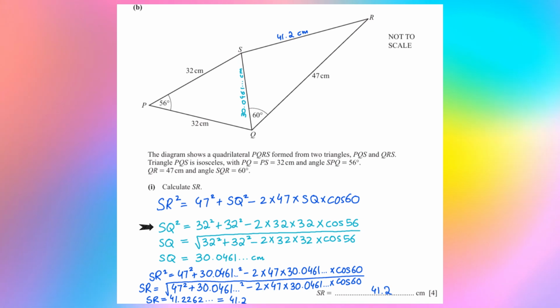So we substitute the values respectively into the formula and get 32 squared plus 32 squared minus 2 times 32 times 32 times the cosine of 56. Then we take the square root of both sides. Entering all that into our calculator gives us a long value, 30.0461, and so on, which is our value for SQ.